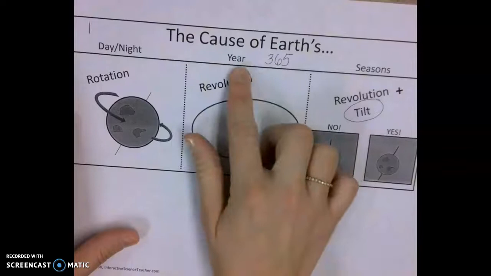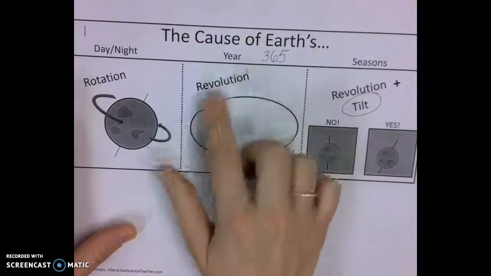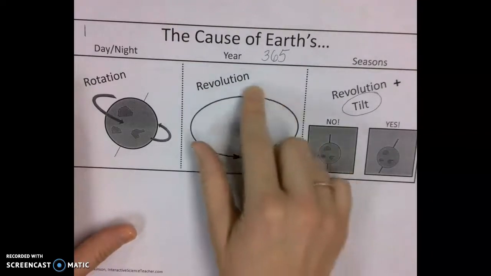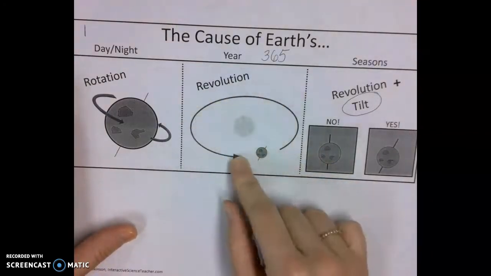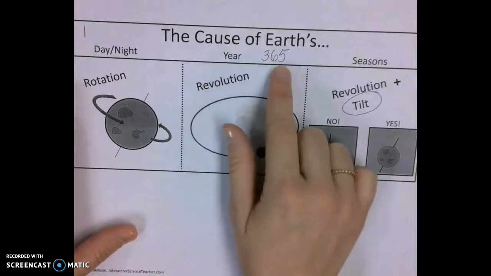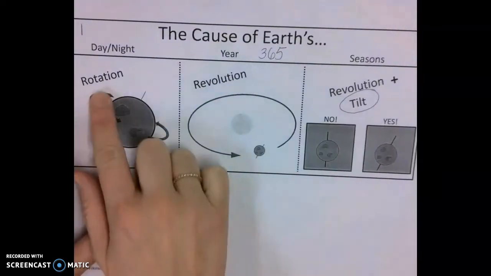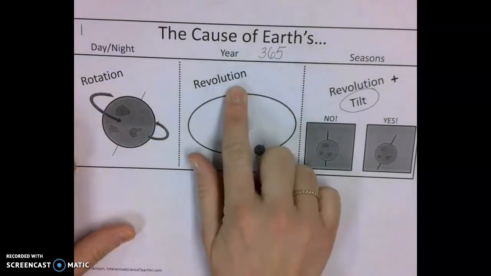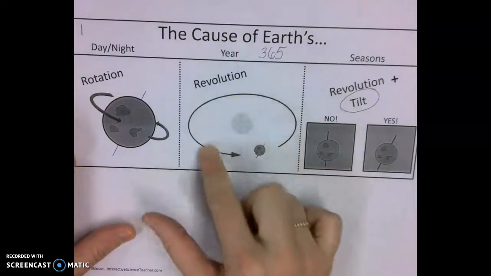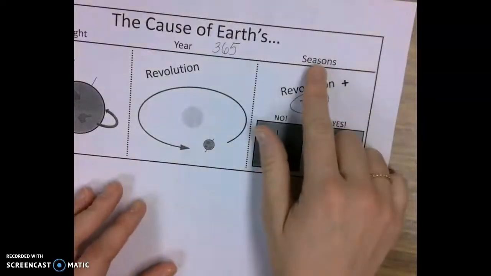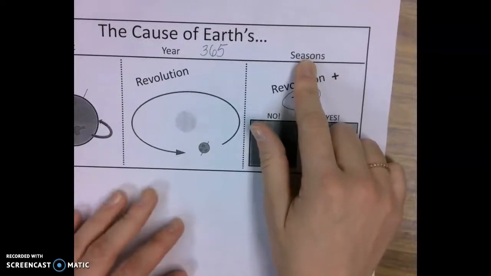Okay, when the Earth goes around the sun one full time, that's 1 year. So 365 rotations is 1 revolution. So a revolution around the sun is 1 year. And then seasons, winter, spring, summer, and fall.